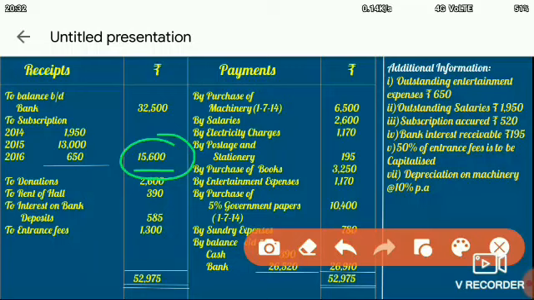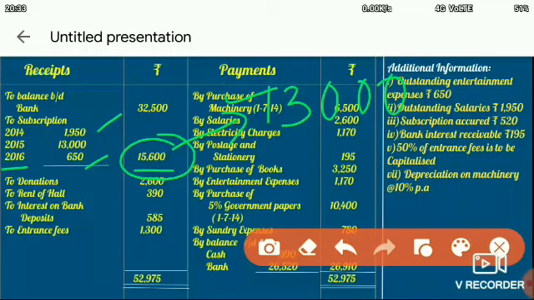So in order to show the actual amount, we have to remove this 1,950 which is received in the current year for the outstanding of the previous year. Then we also have to remove 650 which is an advance for the next year received in the current year. That means it is for the year ending 31st March 2016. So these two amounts have to be subtracted, and if we subtract, our amount will come to 13,000. So this is the actual cash received of the current year as subscription.